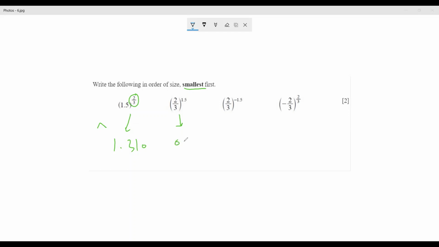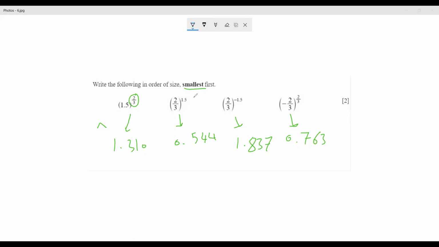This is 0.544, and this one, okay, this is 1.837. So I'm going up to 3 dp, as you can see. And lastly, raised to the power of 2/3. All right, so I got a bunch of numbers and they're not close to each other at all. So it's very easy to identify the largest and the smallest. So it's not like the previous question.